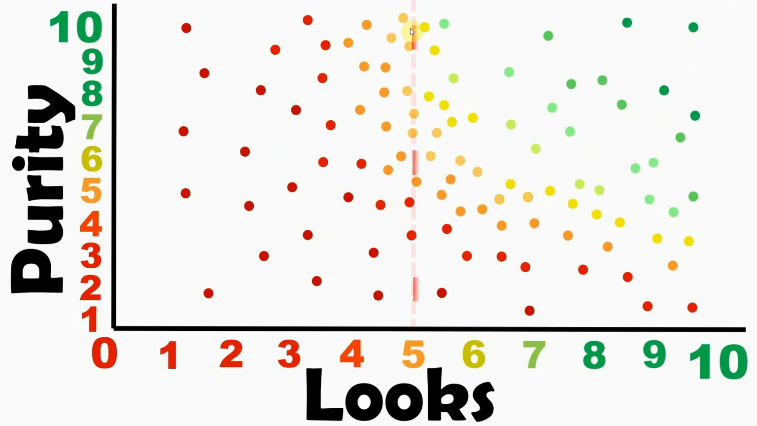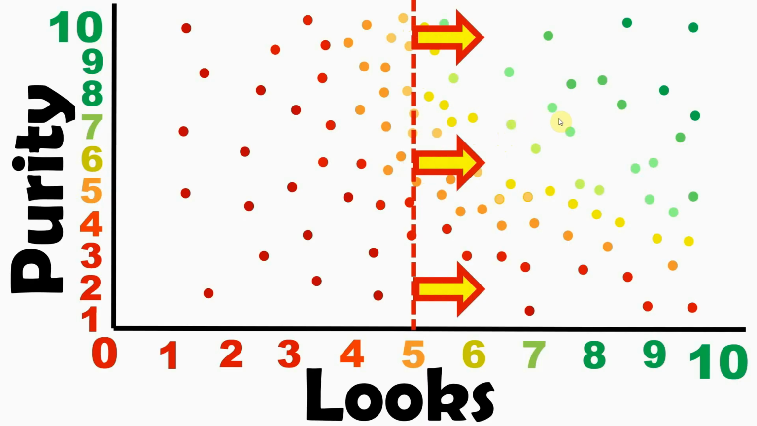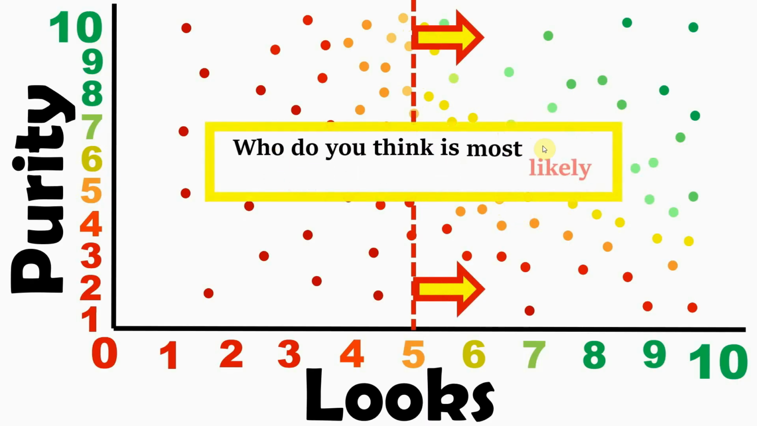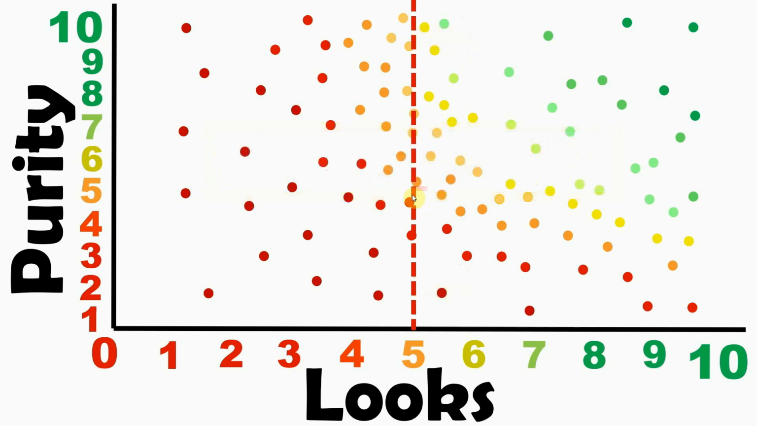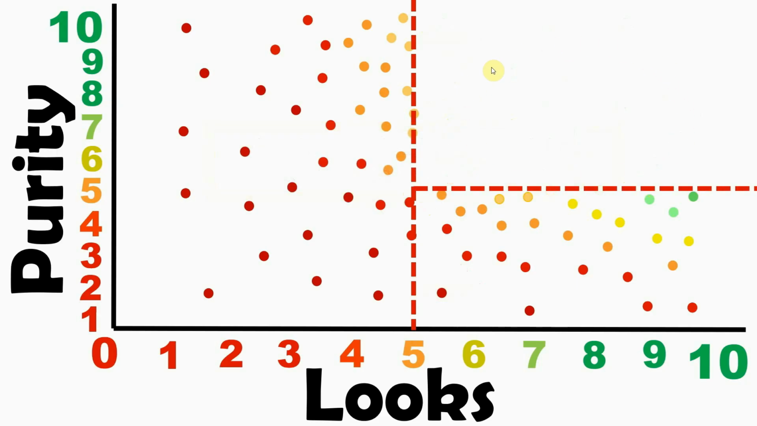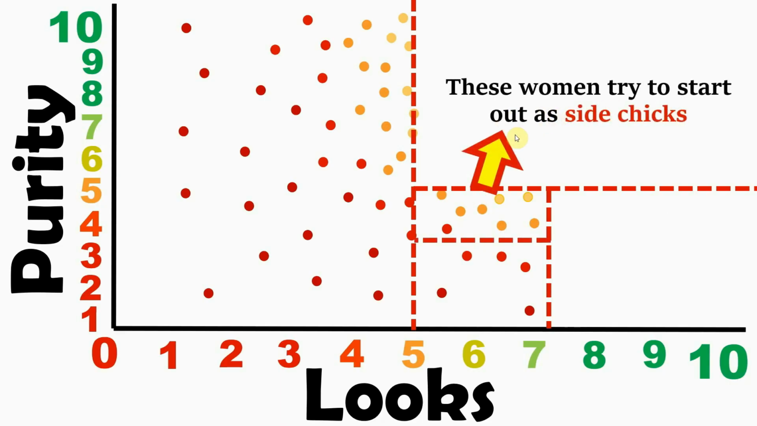Let's say you ask all of these women above a 5 in looks to Netflix and chill. Who do you think is most likely to say yes to this offer? You can take it as a given that no woman above a 5 in purity will say yes to this. You can also understand that the most attractive women, even the ones that are low purity, will say no as they know they're more attractive than you. So, what you're left with is a small group of average women who aren't even close to being relationship material. In fact, the best you'll get is a woman around here who is trying to start out with you as a side chick and then hoping she can work her way up to being in a relationship with you.